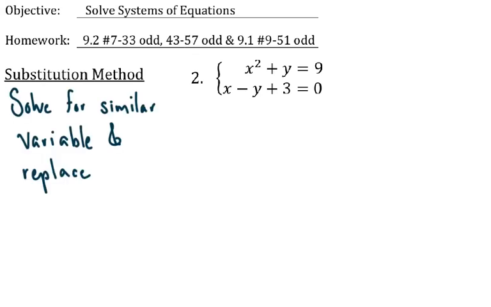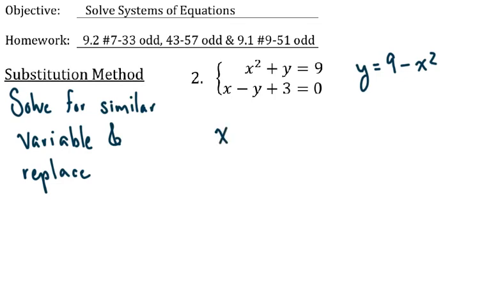So as I noted, in this case our similar variable is y, so I'm going to just take this first equation and solve for y by subtracting our x squared. So this first equation can be rewritten as y equals 9 minus x squared, and then we want to replace that into the second equation, so then we will have an equation that just has a single variable.